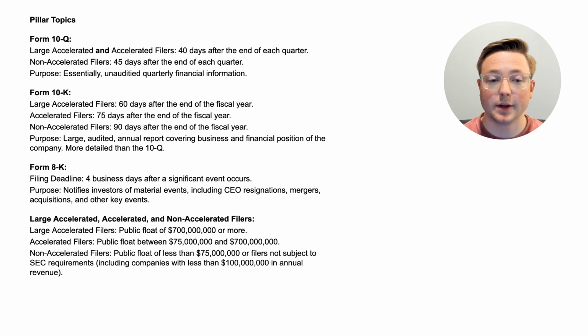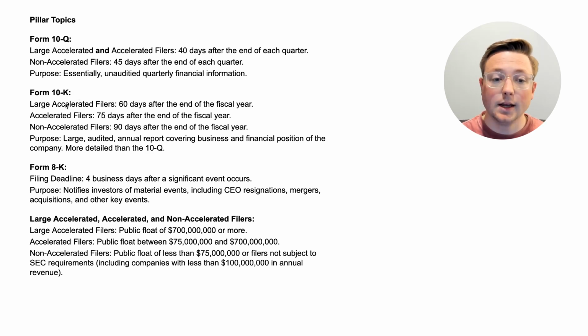Alright, here we are at the pillar topics. First off, for the 10Q, remember that large accelerated and accelerated filers have 40 days to file the 10Q at the end of each quarter. Non-accelerated filers have 45 days, and so just remember, when it comes to a 10Q, the deadlines are 40, 40, 45. 40 for the large accelerated, 40 for the accelerated, and 45 for the non-accelerated. And what is the point of the 10Q? It's pretty easy to remember. Essentially, it's just an unaudited quarterly financial report, or it has quarterly financial information and other business information. So pretty easy to remember what the 10Q does, but these are the filing deadlines.